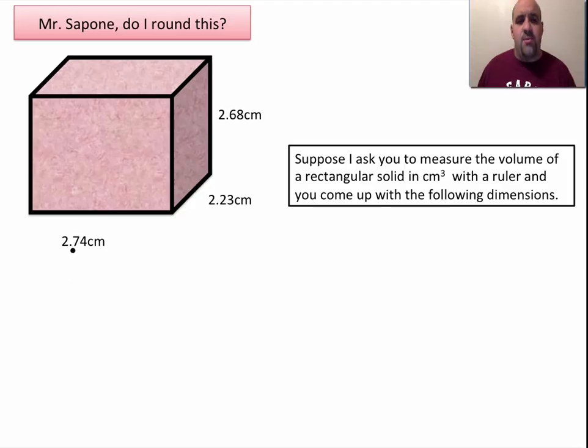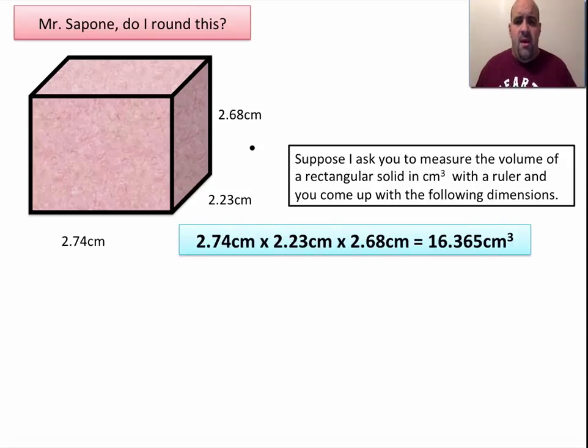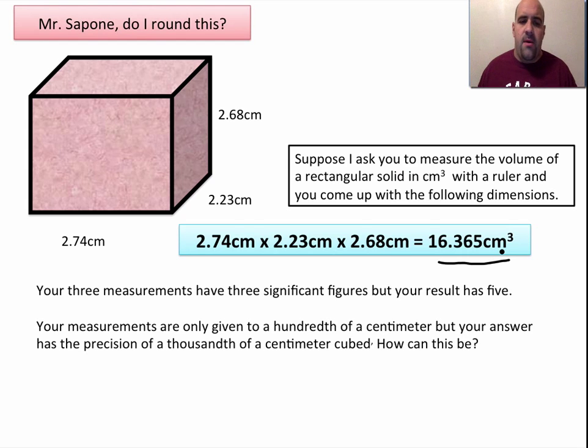The rectangular solid was 2.74 centimeters by 2.23 by 2.68. To get the volume of a rectangular solid, you simply multiply length times width times height. That's straightforward. And when you put these in your calculator, you get this number right here. Now there's a problem with this number.